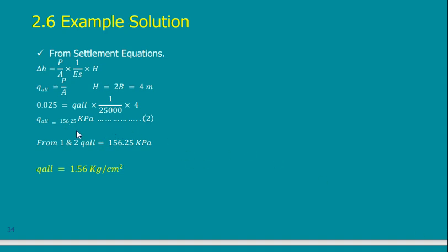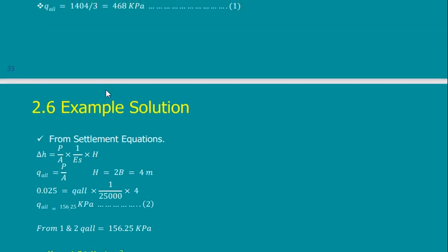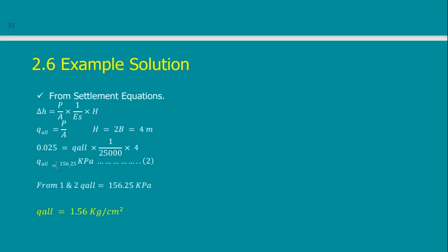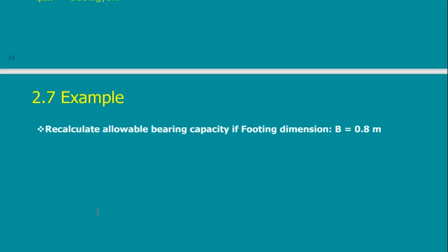So now I will take the minimum value from both 156 and 468. Then the settlement is governing here, and I will take that my allowable stress is 156. I will now recalculate the whole, but based on a different B. I will take the B, instead of having a B of 2 meters, it will be 0.8 meter. So I'm now using a smaller footing.